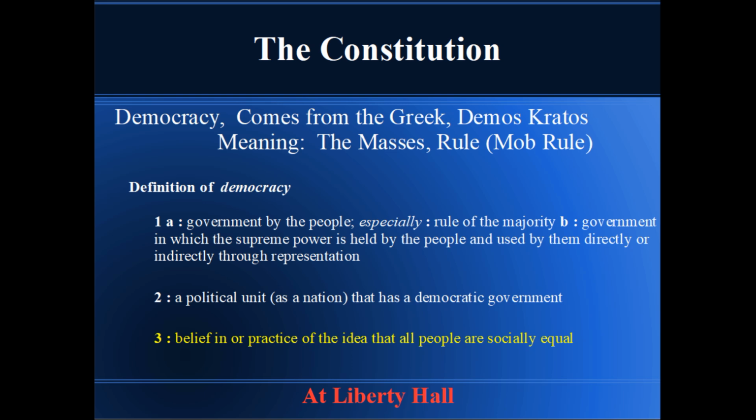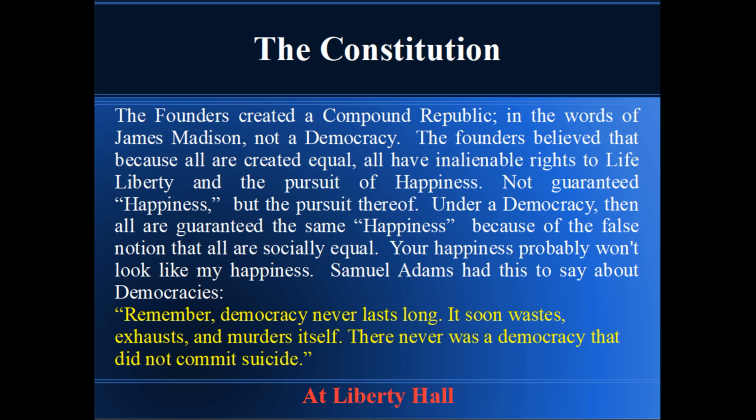Definition number 3 is the hallmark of modern democracy and progressive ideology. It states, the belief in or practice of the idea that all people are socially equal. In Federalist number 10, Madison explains that this is not practicable and that it breeds faction, which is the enemy of all popular governments. It is cause-based, not effect-based, as Madison explained. The founders created a compound republic, in the words of James Madison, not a democracy.